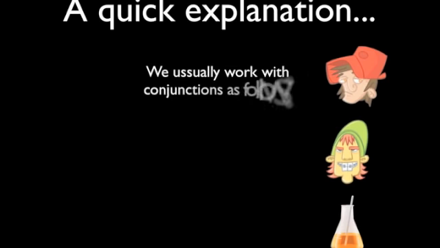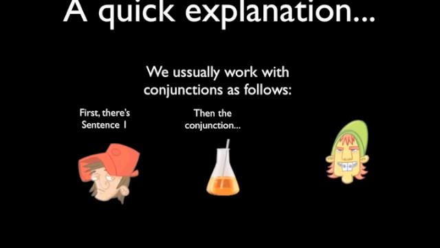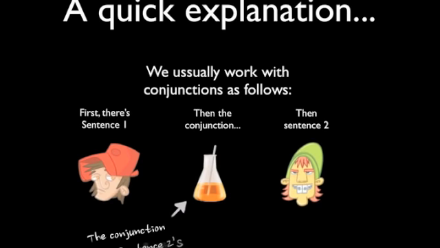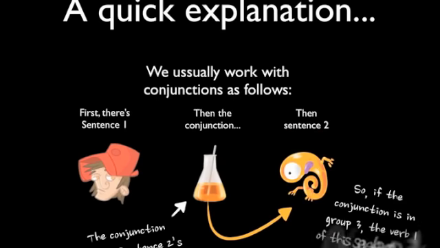Right, so you usually work with conjunctions as follows. Firstly, there's sentence 1, then you get the conjunction, and then you get sentence 2. So when you join sentence 1 and sentence 2, it changes the word order of sentence 2. So if the conjunction is in group 3, for instance, the verb 1 of the sentence will go to the end. So it changes the form of that sentence.